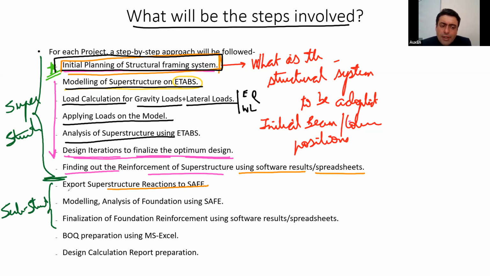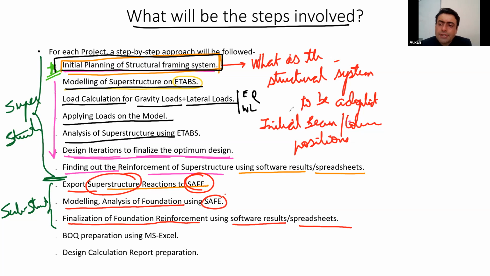In substructure, we will export the reactions from our superstructure to SAFE software. Once we export the reactions to SAFE software, then we will do the modeling and analysis of the foundation using SAFE. And finally, we will finalize the foundation sizes and reinforcement, again, either using software results or spreadsheets.